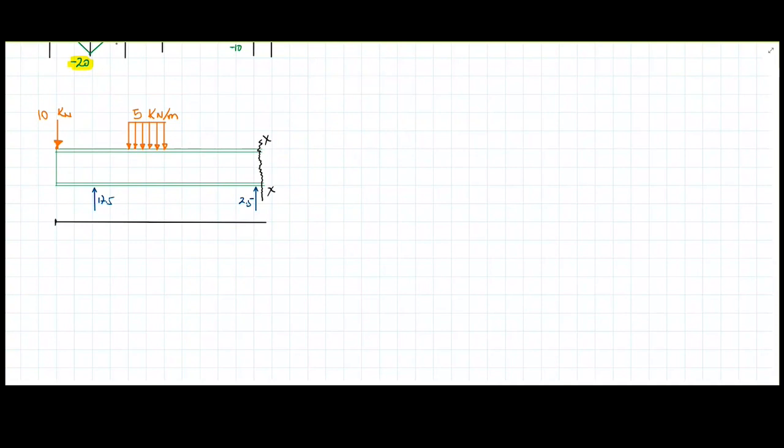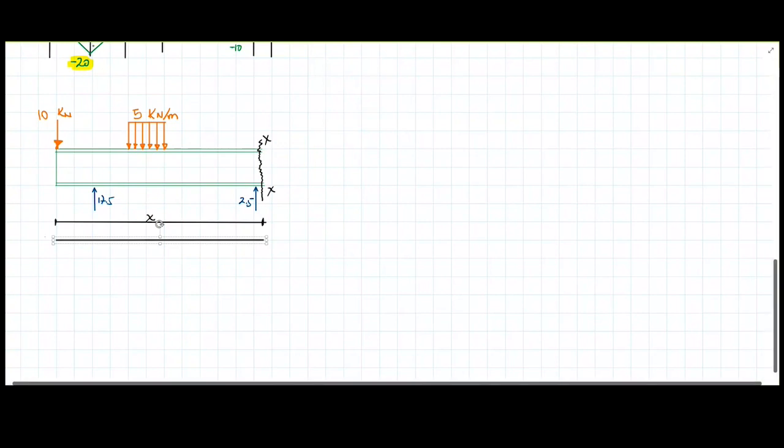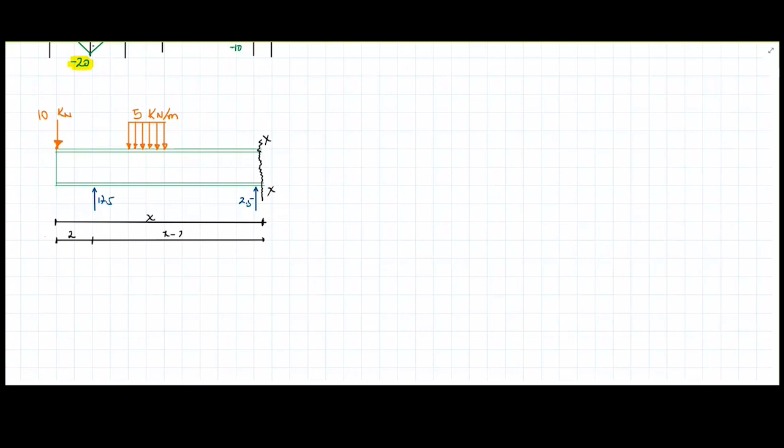I know that the length of the beam, I'm going to call it from the end of the beam to the cut, this is going to be X. Then I'm going to have another line here to locate the reaction in point B. I know that these are going to be 2 meters, but the distance from this point to this point here is going to be X minus 2 meters.